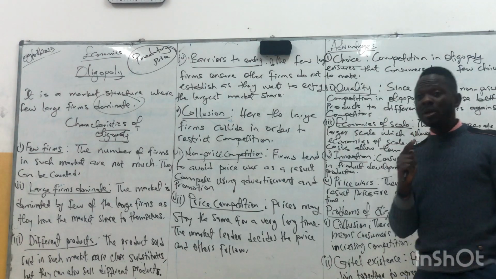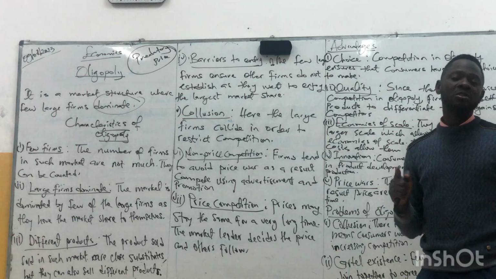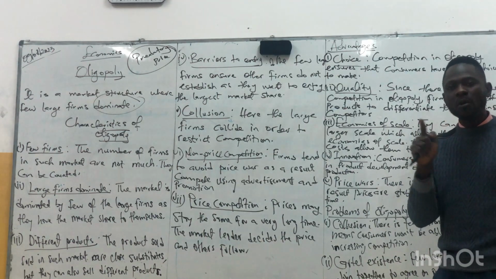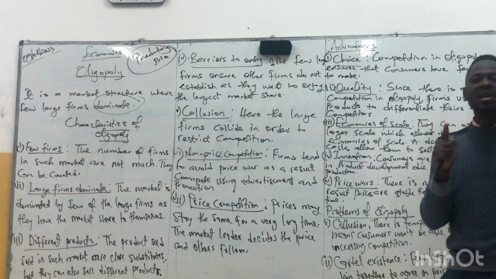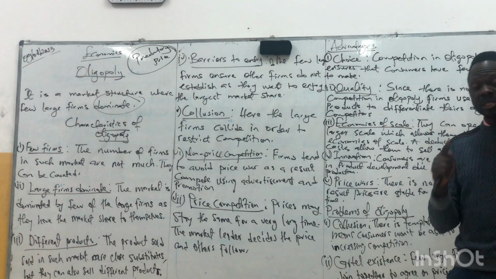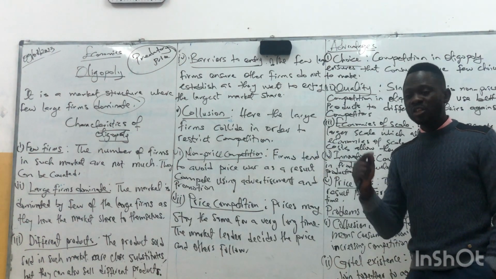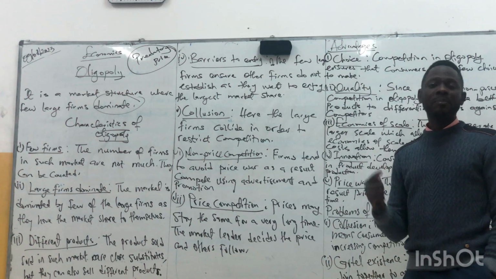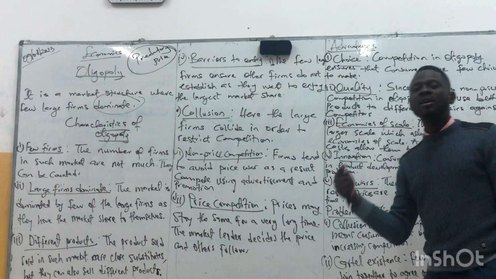Why? Because oligopoly is selling to large numbers of customers. As a result of that, they operate on a larger scale. And if they operate on a larger scale, they might be able to enjoy economies of scale, especially purchases economies of scale. Enjoying purchases economies of scale means that they will be able to sell at a lower price, and customers will be able to enjoy lower prices.